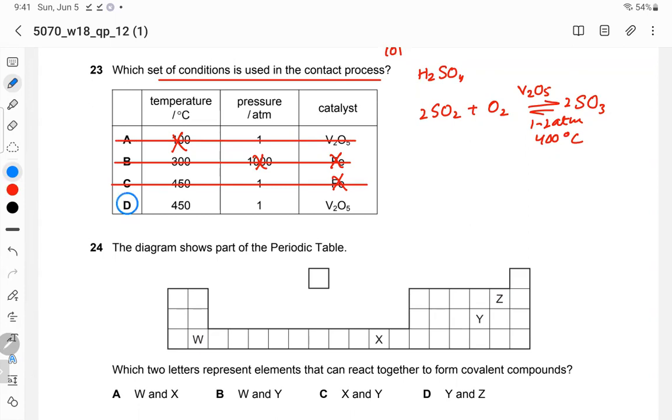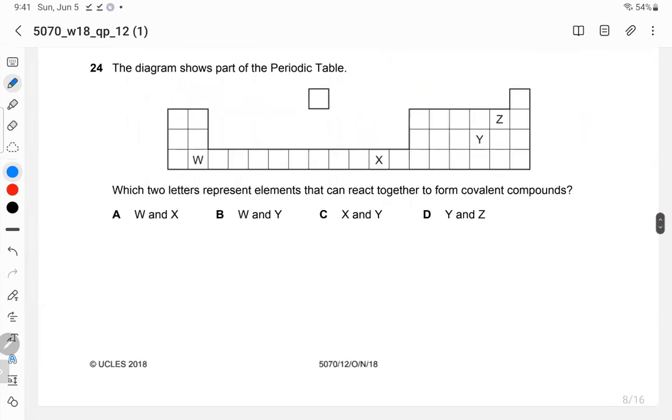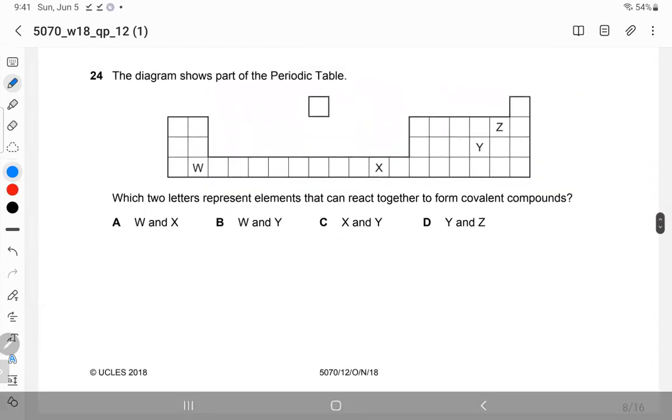G clear है सबको? जी सर क्लियर. Okay, now question number 24.